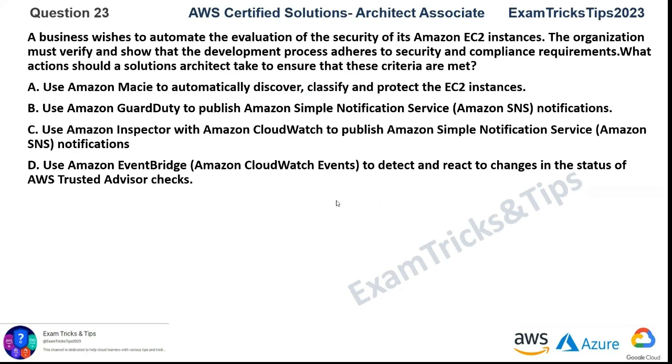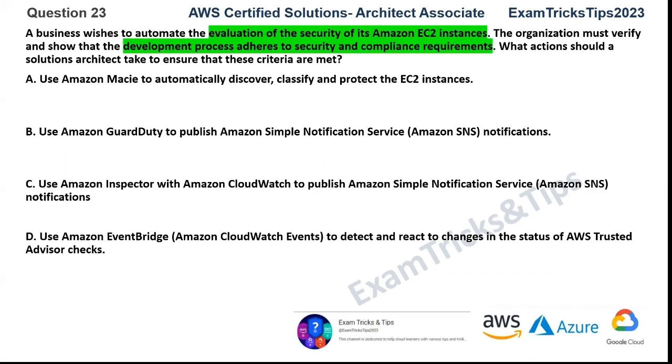Let's analyze this question. What keywords do we have here? A business is using EC2 instances and they want to automate the evaluation of the EC2 instances for security and compliance requirements. What they want to prove is their EC2 instances are secure, there are no vulnerabilities, no issues with it. So if an auditor comes along, instead of running reports on an on-demand basis, you always have a ready report of the overall status of your EC2. Now let's go through each option one by one.